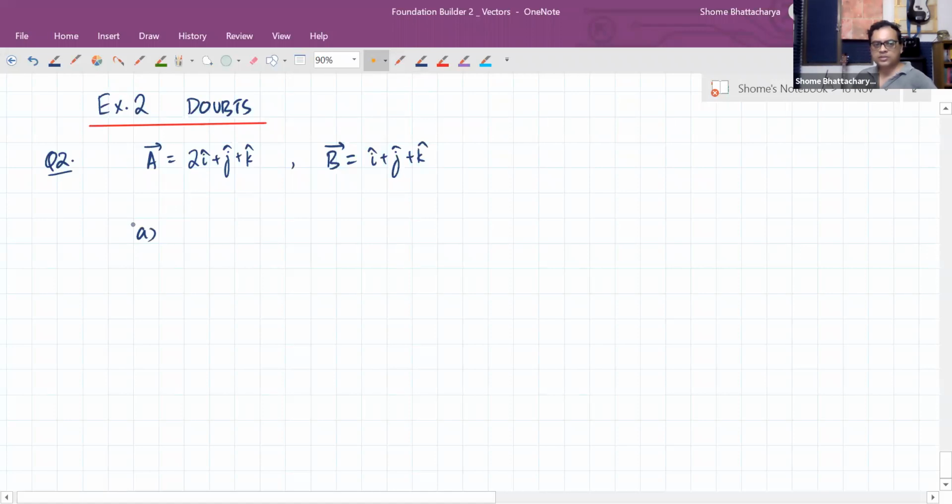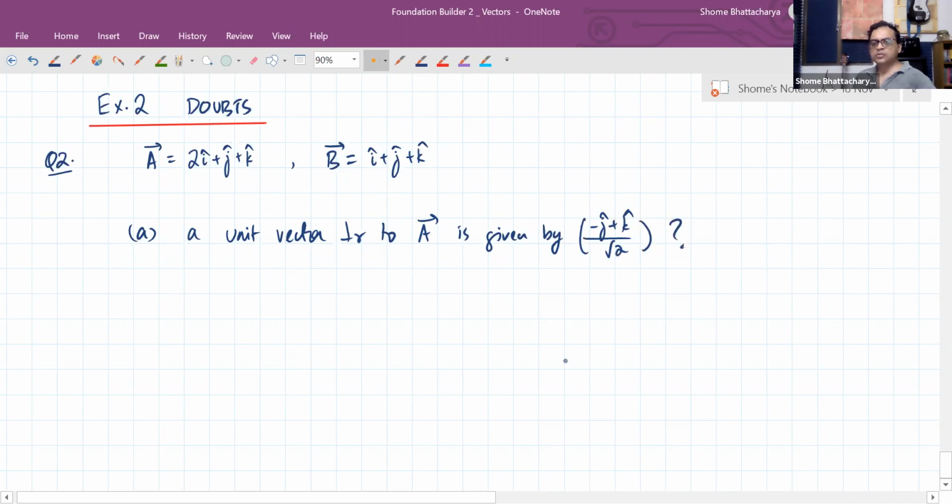Okay? So first option is saying that a unit vector perpendicular to A is given by the relation minus j cap plus k cap by root 2. So we have to find out if this statement is correct or not. Okay, so to find out this statement, we need to do two things. First, we need to check if it is a unit vector.